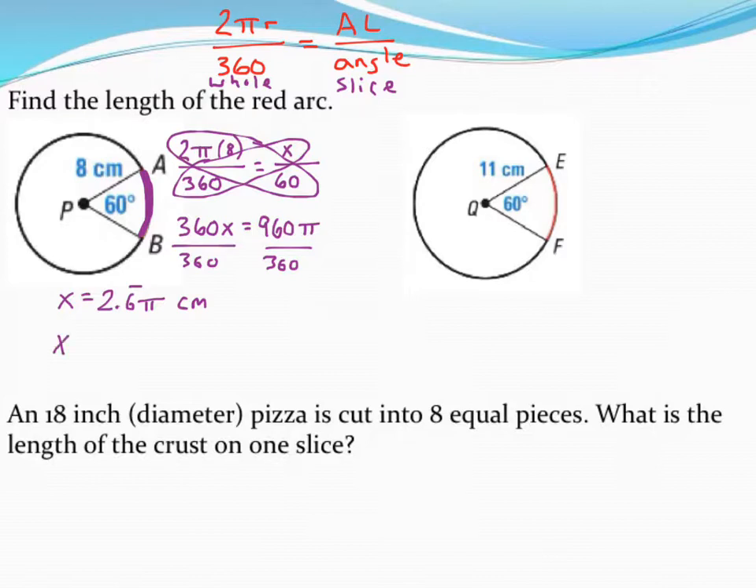Now, if I want my approximate answer, remember, we're going to replace pi with a number. So I'm going to replace pi with 3.14. That's about what it's equal to. Once I do that calculation, I get an approximate arc length of about 8.37 centimeters.